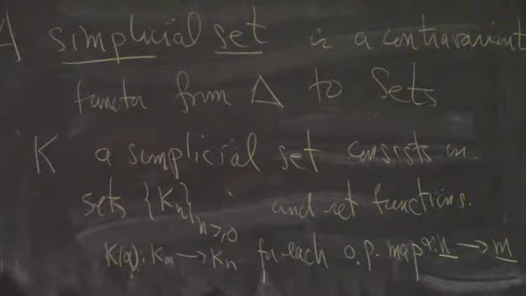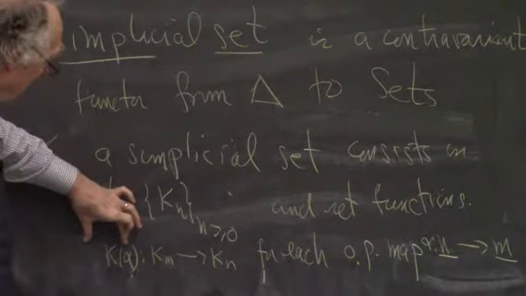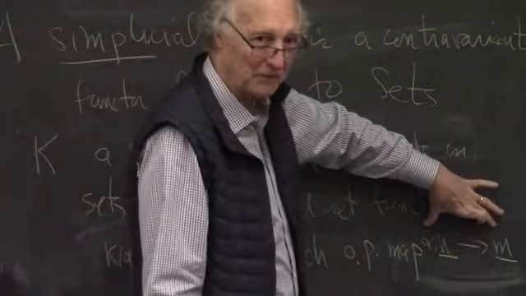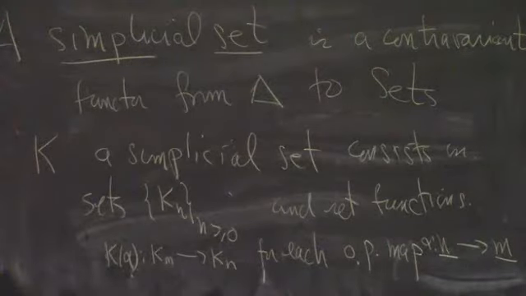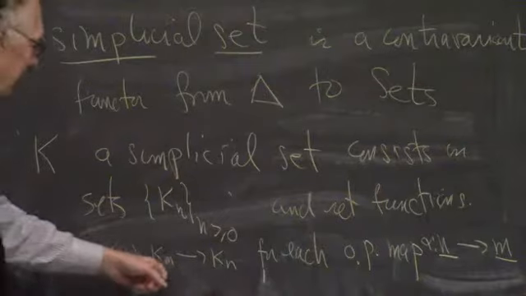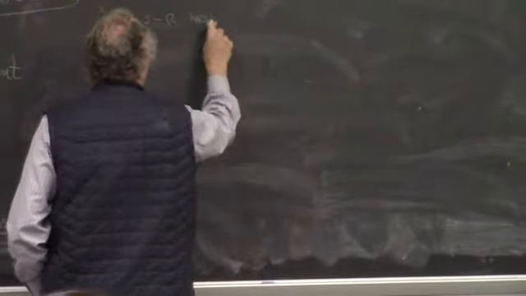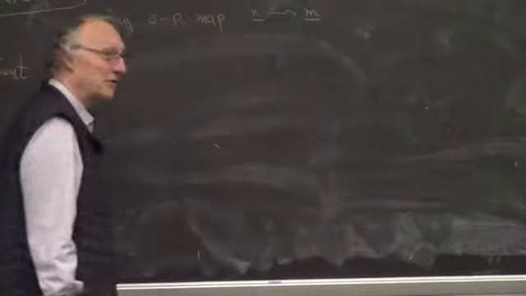Good. For each order preserving map alpha, and these have to satisfy the composition rule that's derived contravariantly from the composition rule of these functions. Now, in fact, you don't have to really go to this length to describe all the set functions here. Turns out that any order preserving map from N to M is a composition of a sequence of two elementary type maps.